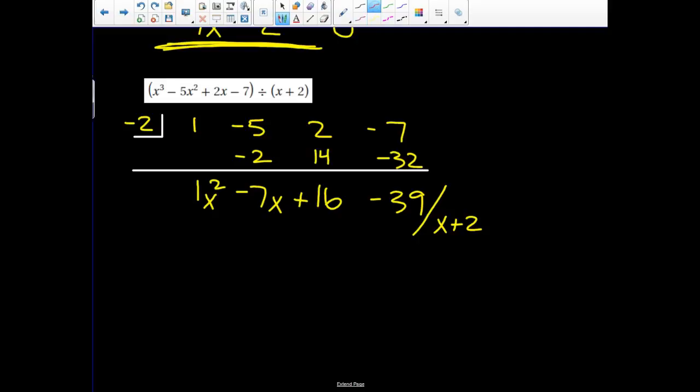Right, so what does that mean? That means that all this stuff times this stuff is equal to that stuff. That's how dividing works.